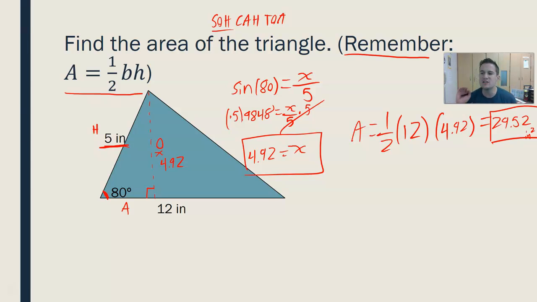Okay, so I'm going to rewrite this expression real quick. I'm going to label these different sides. I'm going to label this as angle A, this as side B, and this as side C. So ignore all this for a minute.